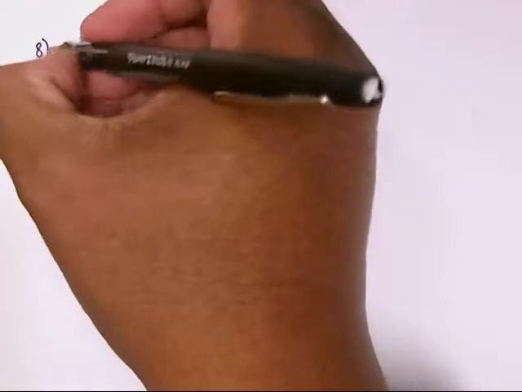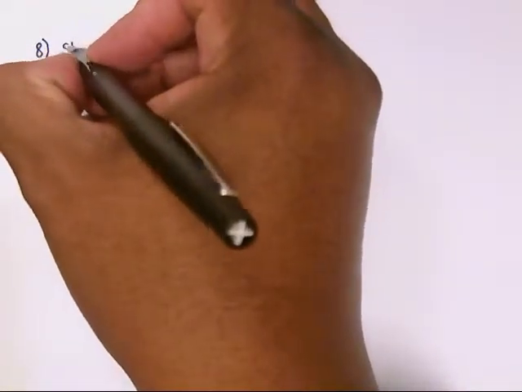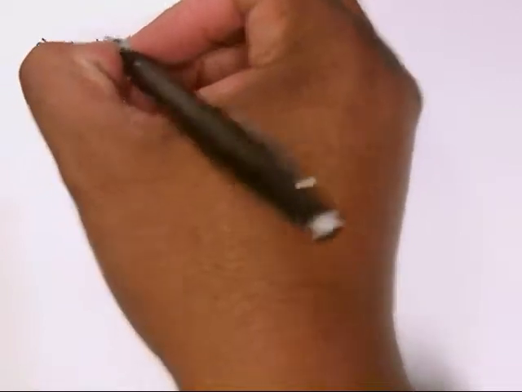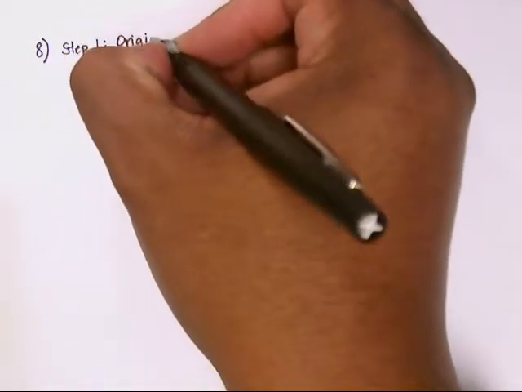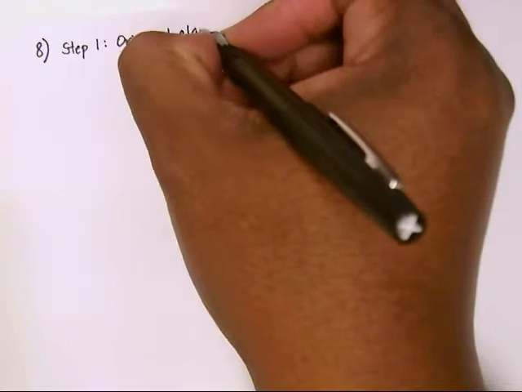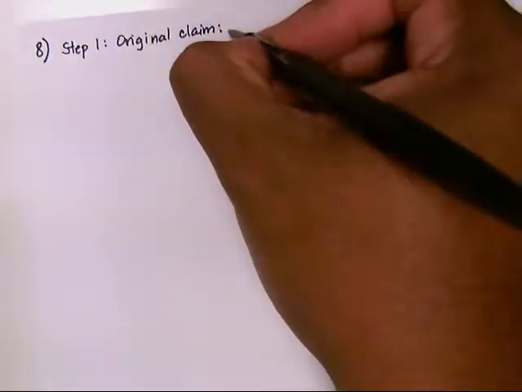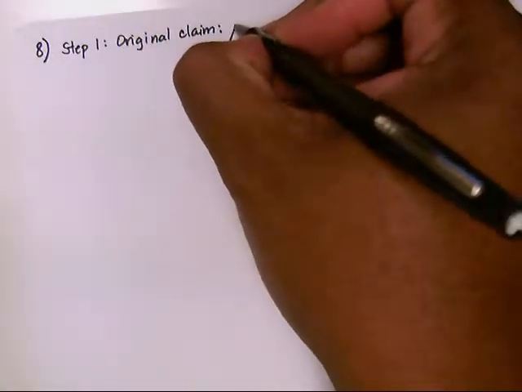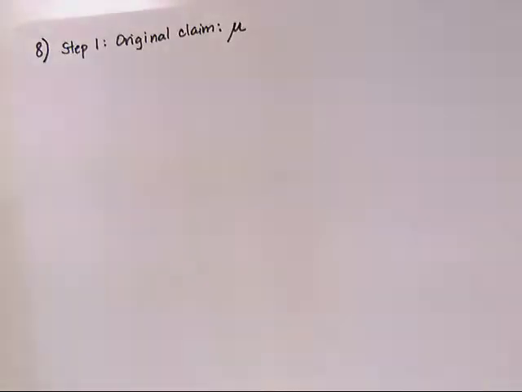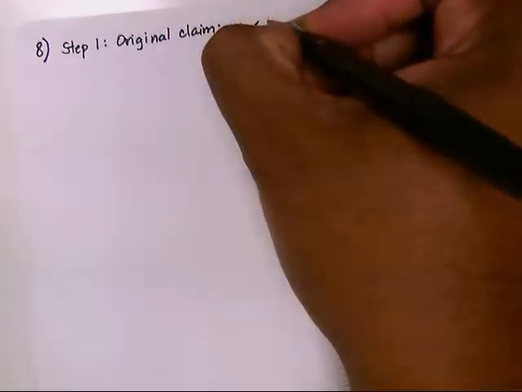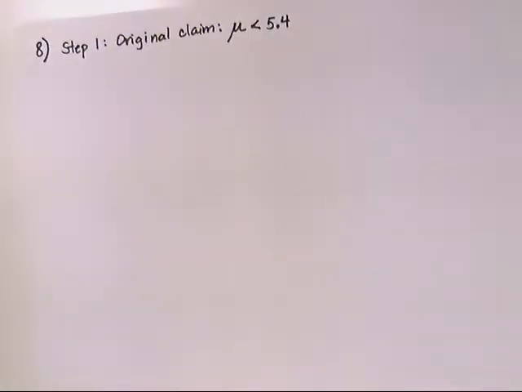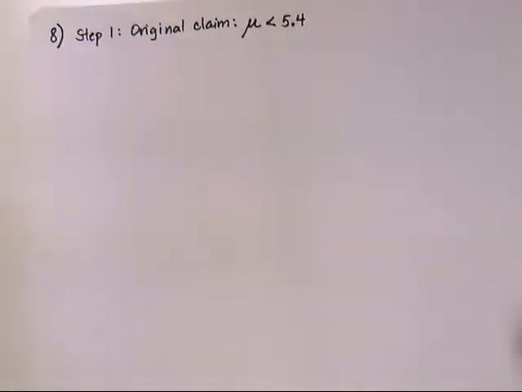Alright, in this case, we're going to have to start off with the 8-step procedure for testing a hypothesis. In step number 1, we want the original claim in symbolic form. We're testing a claim about a mean, so we have to use the Greek letter mu. We're told that the sample is from a population with a mean less than 5.4. So this is the symbol for less than, and then 5.4. So the original claim is mu is less than 5.4.